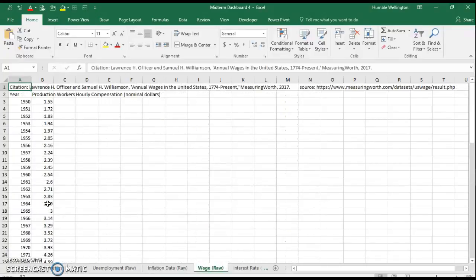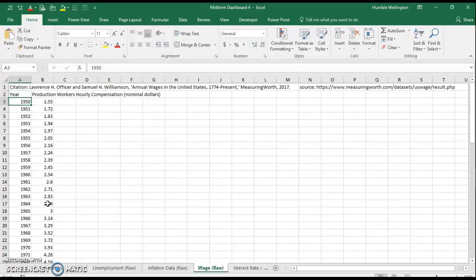For my wage data, wage is a pretty difficult data set to get, and so I had to turn to a website called measuringworth.com. They focus and specialize in aggregating economic data, so I was able to get wage data from them. The wage data that I got was production workers hourly compensation, which is really the hourly wage for production workers aged 25 and over with no high school degree.